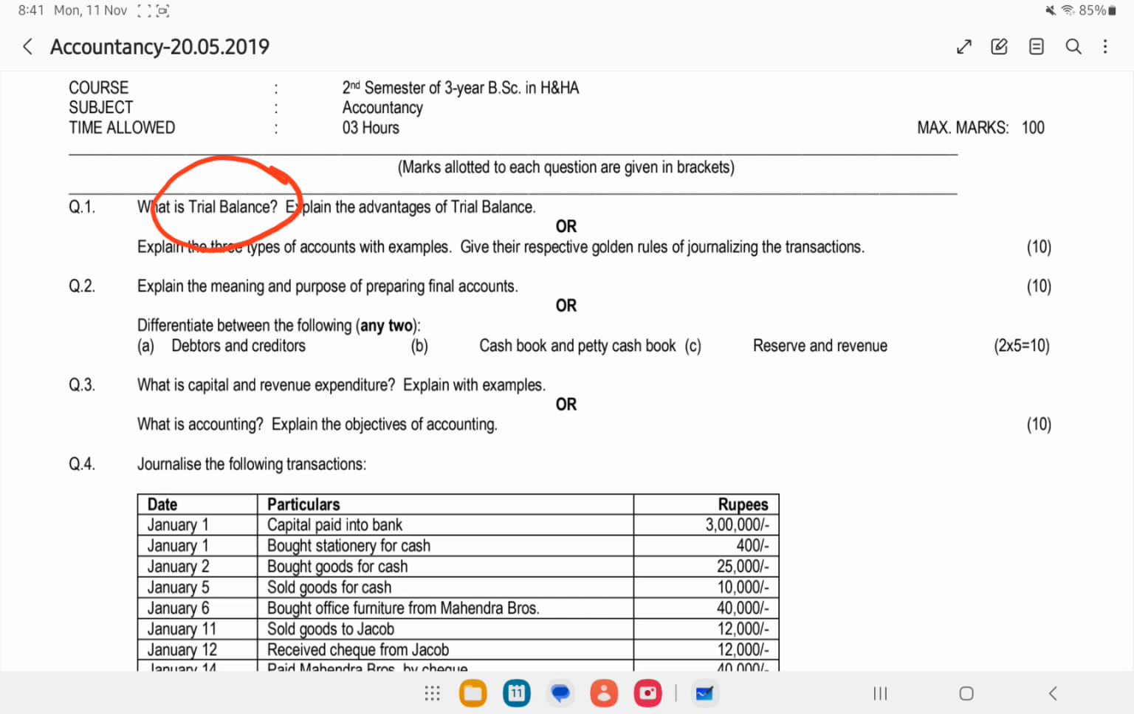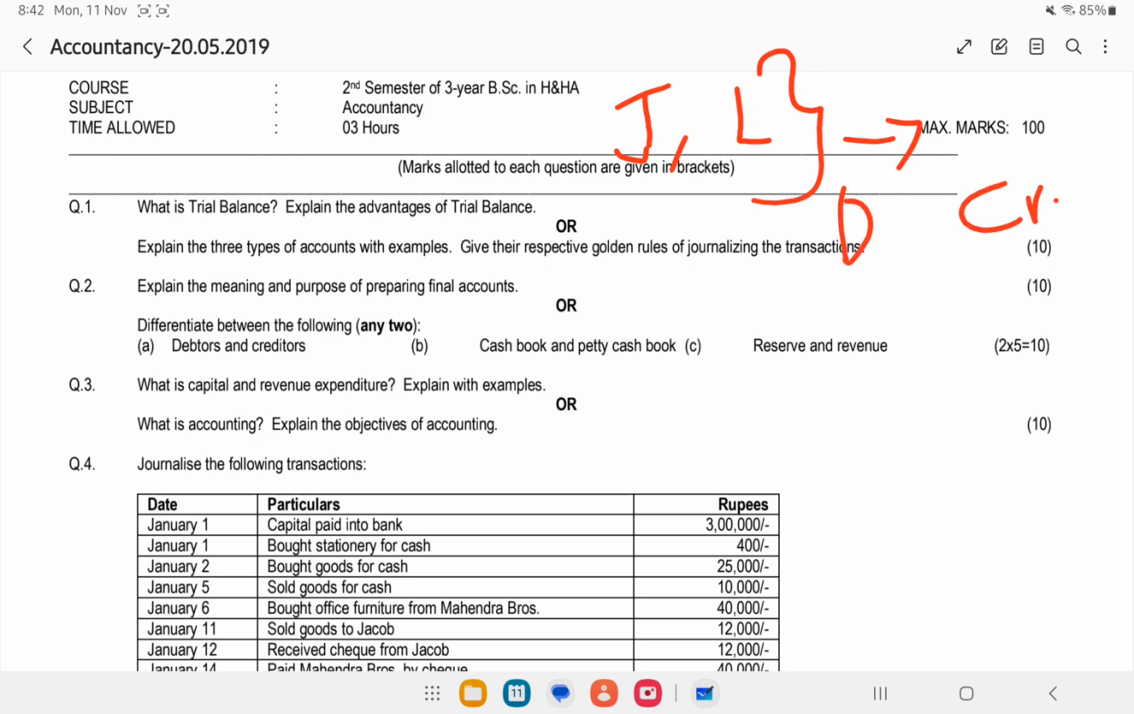So what are the advantages of preparing a trial balance? By preparing a trial balance, we can make sure what we have done till now is correct. That means before preparing the trial balance, we would have made the journal entries, we would have made the ledger, so we can make sure what we have done till now is correct. And for every debit we have given an equal credit. So that means we have followed our double entry system successfully. So please make sure you know the theory I have given you.